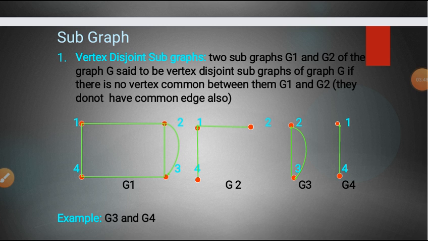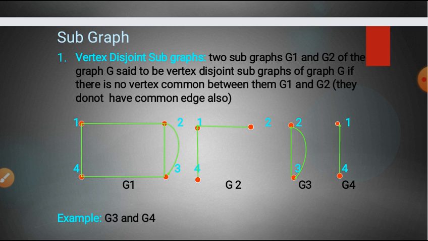Okay, now see vertex disjoint subgraph. Two subgraphs G1 and G2 of the graph G are said to be vertex disjoint subgraphs of G if there is no vertex common between them. So if it is vertex disjoint, it means the vertex should not be common between G1 and G2, and they do not have a common edge also. Of course, vertex disjoint does not allow common vertices as well as edges.